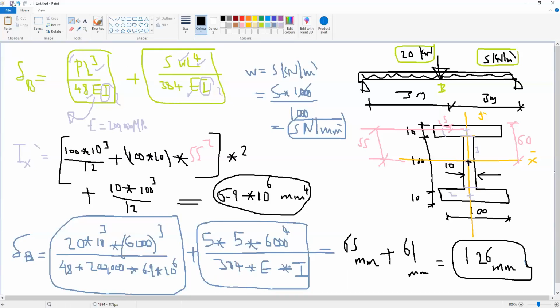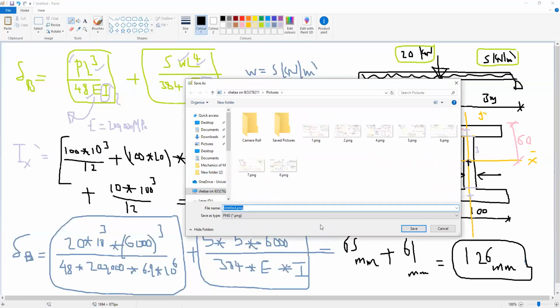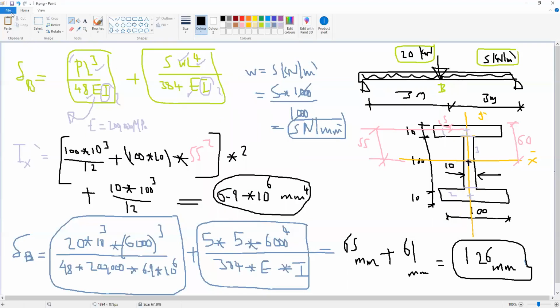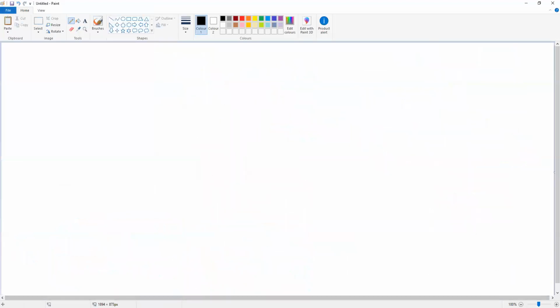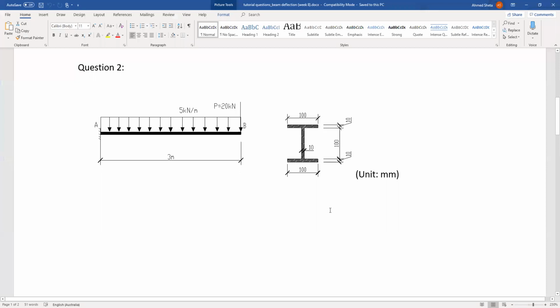Okay. So this is the deflection for beam 1. If we return back to the problem we have, the second problem is quite similar to the first one, except for the beam shape. This is a cantilever beam instead of a simple beam, but same loads, 5 kilonewton per meter uniform load, 20 kilonewton concentrated load, and the cross section is similar. Okay, so now we will start this one.